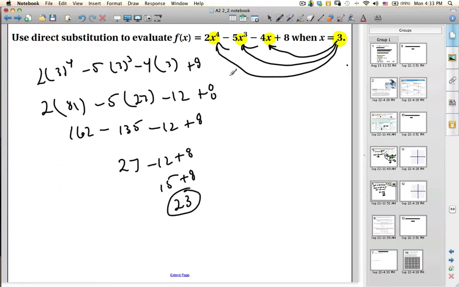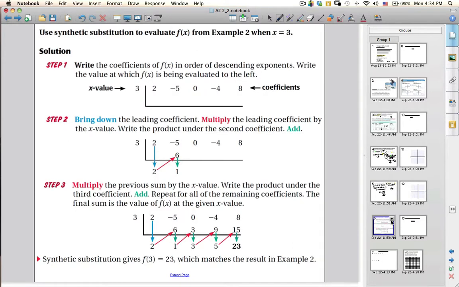Okay, so direct substitution, you should be used to that as an idea. I'm not going to spend a lot of time demonstrating it. You've been doing it every time you make an input-output table. You pick values of x, you directly plug them into the function, but you can see the bigger these polynomials get, the less fun it is to plug those guys in. So what we're going to teach you now is an alternative to direct substitution, something that's called synthetic substitution.